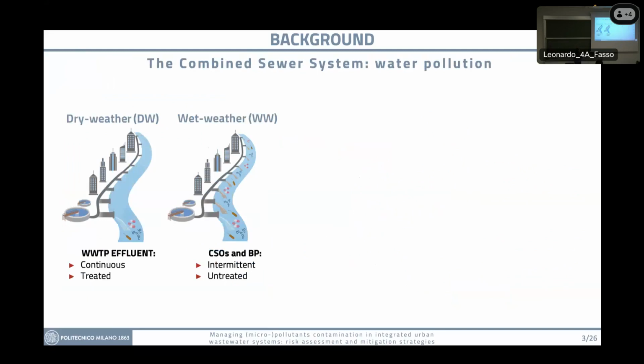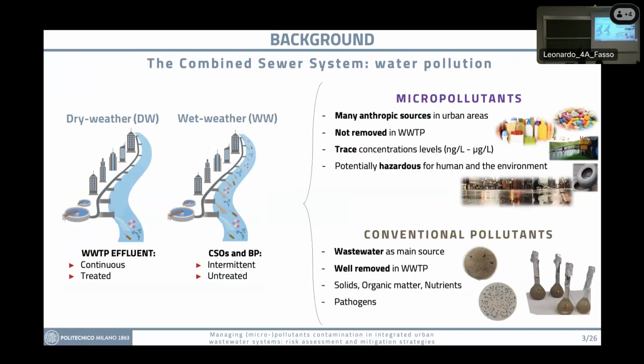So the differences are that during dry weather, we have only this discharge, that is a continuous discharge of water and is a treated flow. While during wet weather, we also have CSOs and bypass that are intermittent, which means that they activate and they discharge only during a specific time, usually during heavy rain events, and they are untreated. They can discharge not only conventional pollutants, but also micropollutants.